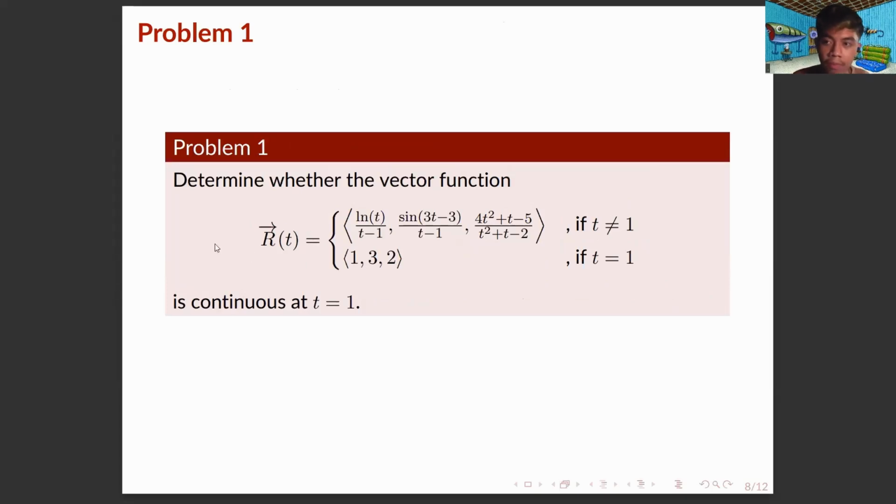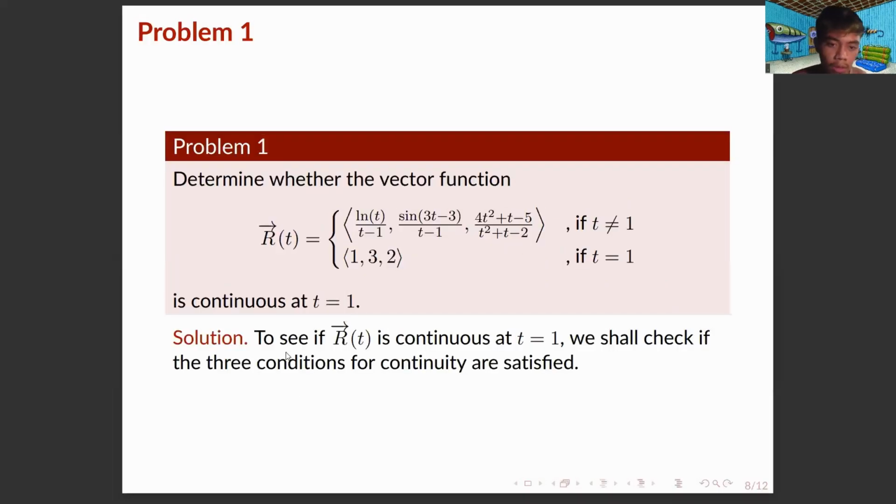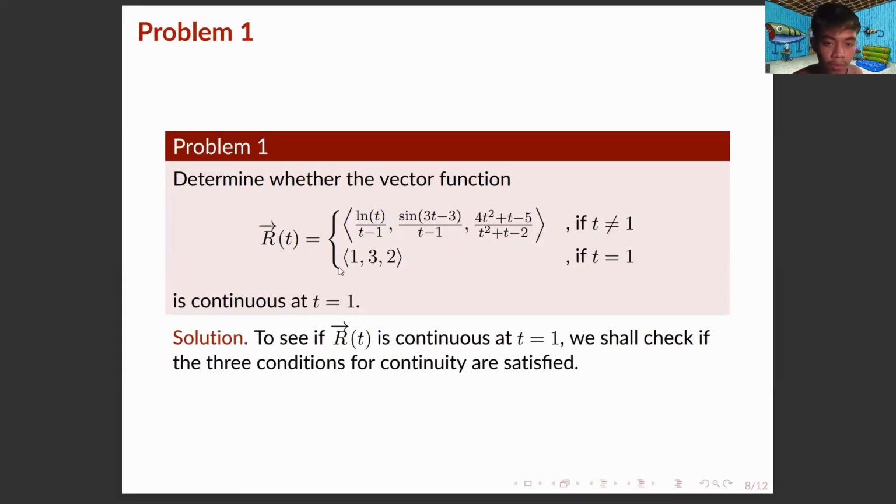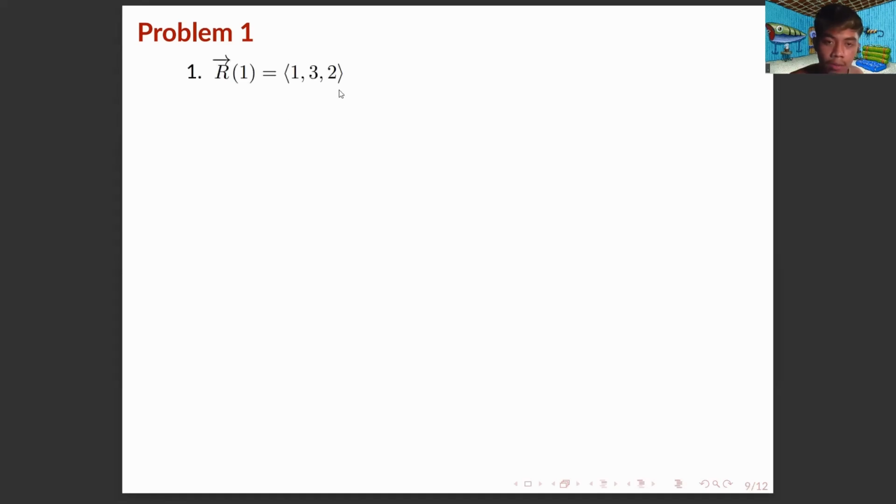So for number 1, we have determine whether the vector function r of t is continuous at t is equal to 1. To see if r of t is continuous at t is equal to 1, we shall check if the three conditions for continuity are satisfied. So for number 1, we find the value of r at t is equal to 1. So given this r of t, we can see that if t is equal to 1, this should be its value. So we have 1, 3, 2 for number 1.